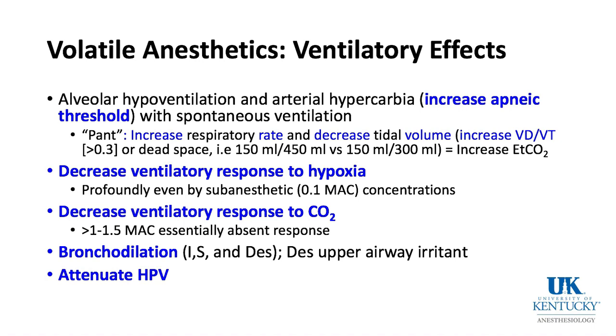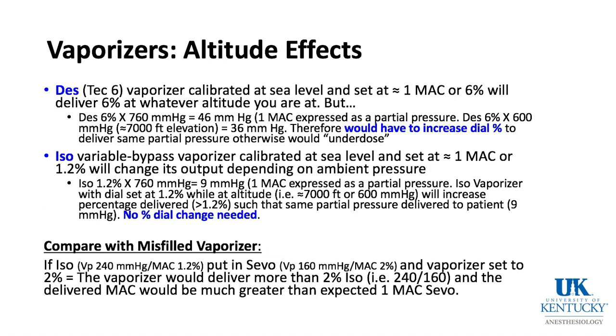Volatile anesthetics are bronchodilators, iso and sevo and DES, all of them. DES is an upper airway irritant. And volatile anesthetics attenuate hypoxic pulmonary vasoconstriction. Remember, in part 1, propofol is a bronchodilator also. Propofol did not attenuate the hypoxic pulmonary vasoconstriction. It actually potentiated it.